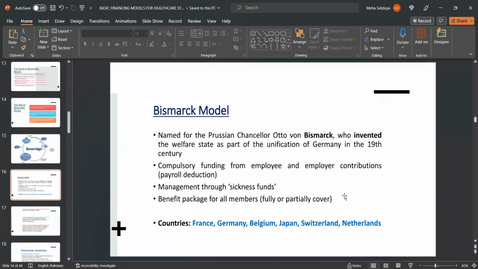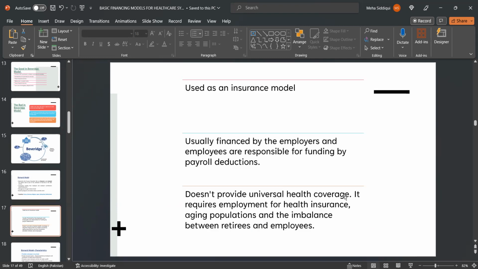Now, then comes the Bismarck model. It is named for Prussian Chancellor Otto von Bismarck, who invented the welfare state as part of the unification of Germany in the 19th century. Compulsory funding from employee and employer contributions. That is, it is funded by payroll deduction. Management through sickness funds. Benefit package for all members, fully or partially covered. And the countries where this model is working are France, Germany, Belgium, Japan, Switzerland, and the Netherlands.